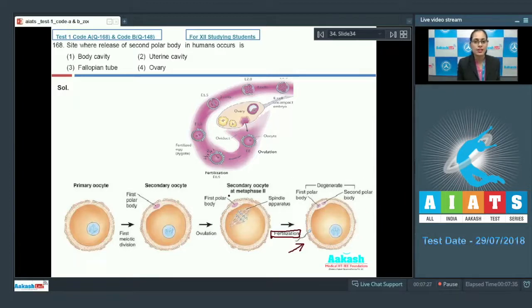And where does fertilization occur in the human reproductive system? It is in the female reproductive tract, in the ampulla region of the fallopian tube, where fertilization takes place. The fusion of male and female gametes takes place. So when sperm enters the secondary oocyte, it will lead to the completion of meiosis II and formation of the second polar body. So the correct answer is option number 3.